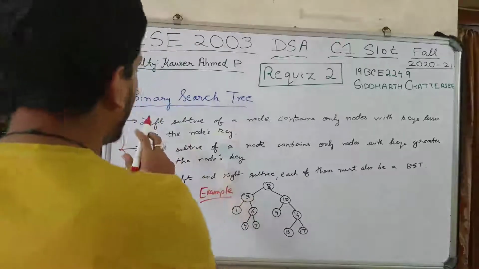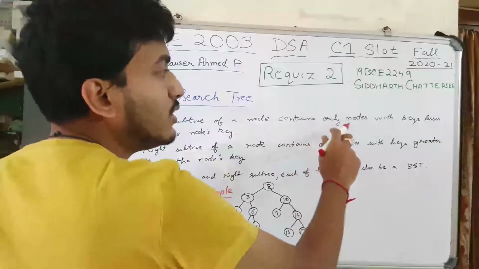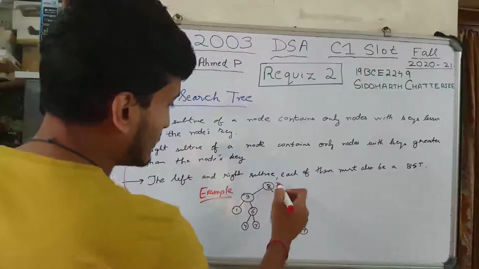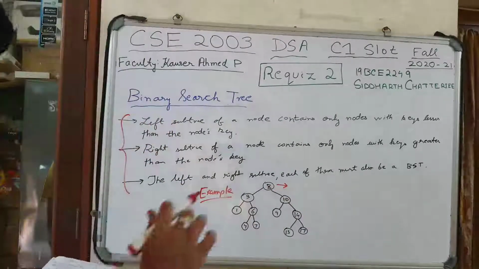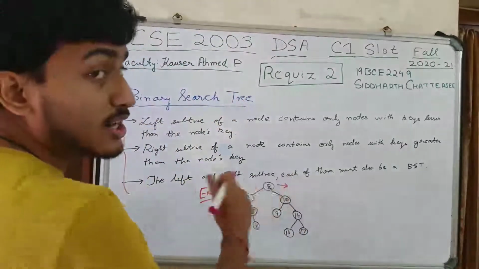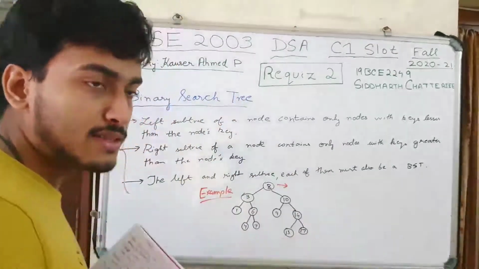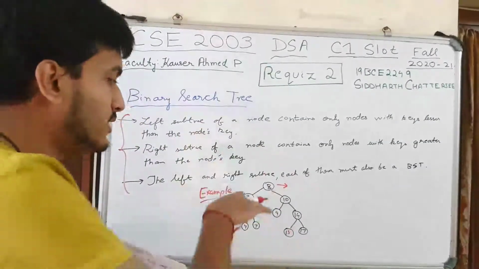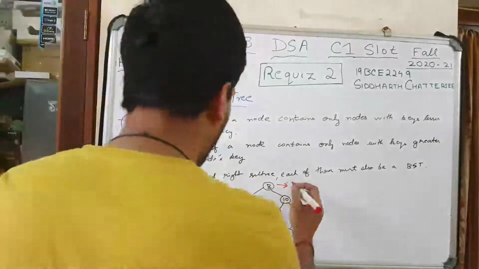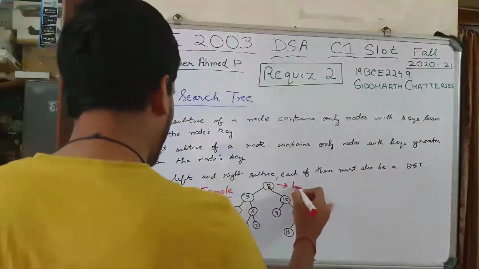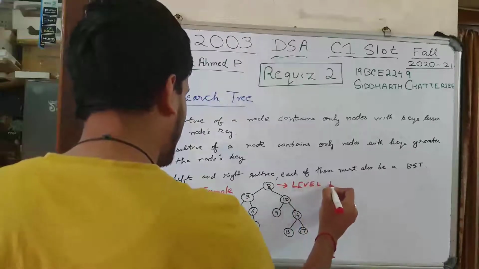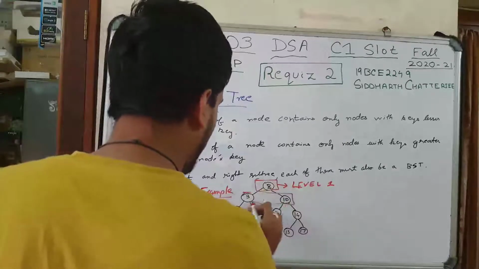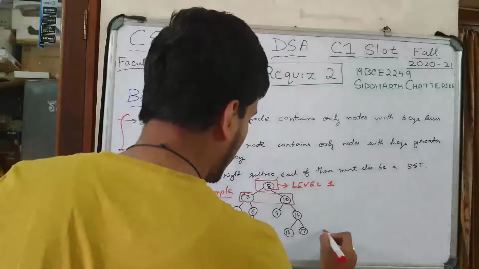So the first property is the left subtree of a node contains only nodes with keys lesser than the node's key, which means that this is the highest point. We are also going to mention levels here. This is where the tree starts from, and in data structures and algorithms, a tree grows completely the opposite way: it grows from top to bottom. So this will be mentioned as level 1 because this is where we start. This is the principal point, and this is level 1. Similarly, this is level 2, this is level 3, and this will be level 4.